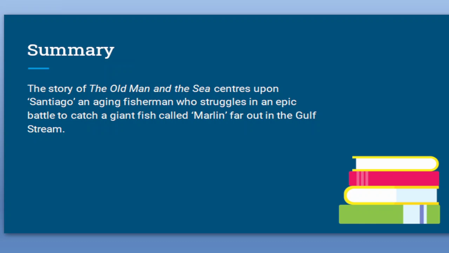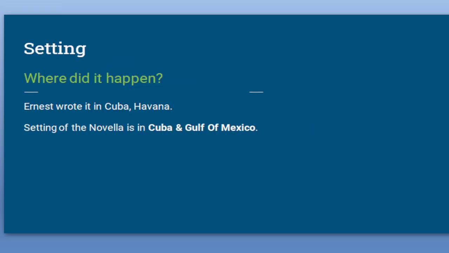This is a very brief summary I have given. The story of The Old Man and the Sea centers upon Santiago. Santiago is the hero. He is an aging fisherman who struggles in an epic battle to catch a giant fish called a marlin far out in the Gulf Stream. Right. Now next we will see the setting of this novella.